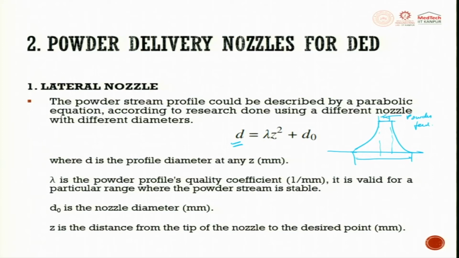So, this is directly proportional to the Z square. Z square is the distance. D naught is the profile diameter at any Z. Lambda is the powder profile quality coefficient, 1 by millimeter square. It is valid for a particular range when the powder stream is stable. D naught is the nozzle diameter, Z is the distance between the tip and the nozzle.